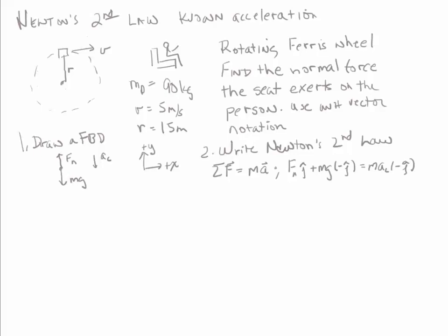Okay, here's Newton's second law. We have, of course, the sum of F equals the mass times acceleration, where Fn is in the positive j direction, plus the force of gravity, which is in the minus j direction, and the centripetal acceleration points toward the center of rotation, which in this case, with the person being at the top, points in the minus j direction.